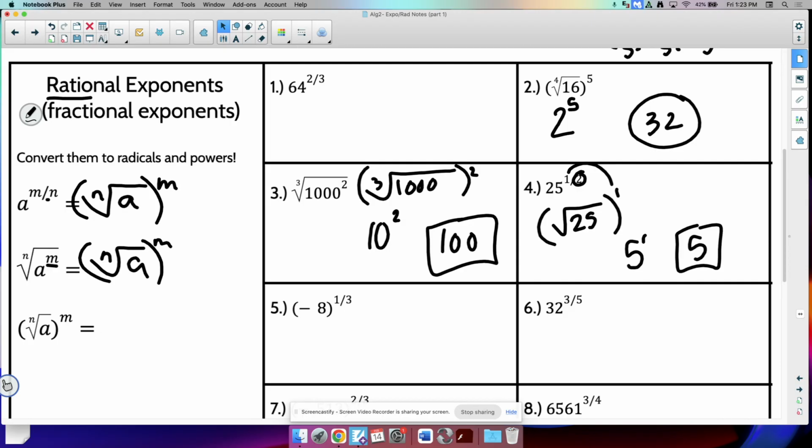Number 1: what type of radical are we being asked to use? Bottom number, so 64, the third root of it. What exponent then? 2. So yellow sheet, what's the third root of 64? 4. Haven't done the exponent yet. What's 4 squared? 16.